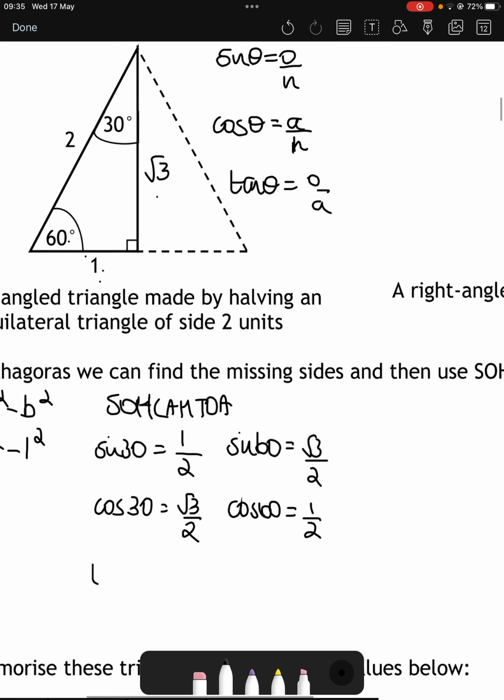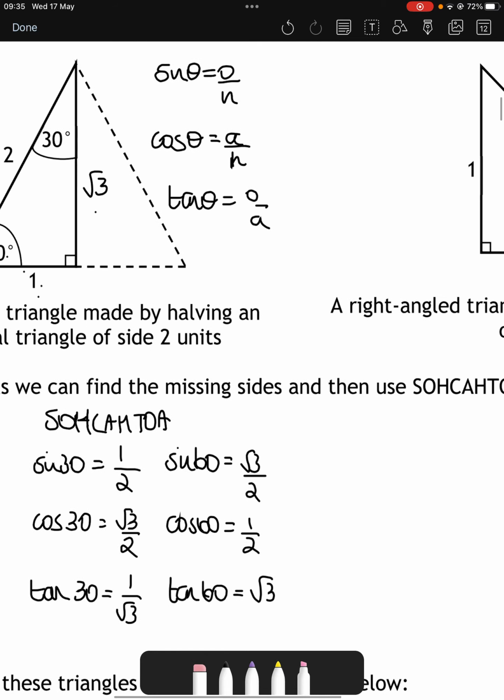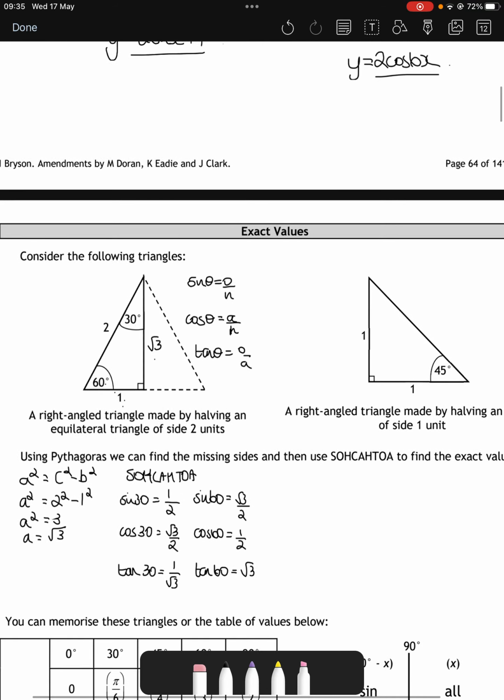Okay, let's do tan. So tan 30. Tan is opposite of 30, which is 1, and then the adjacent is root 3. And then tan of 60. Opposite of 60 is root 3, and then you can see that the adjacent is 1. So root 3 over 1, we would just write that as root 3. Okay, so those are our first law of exact values.